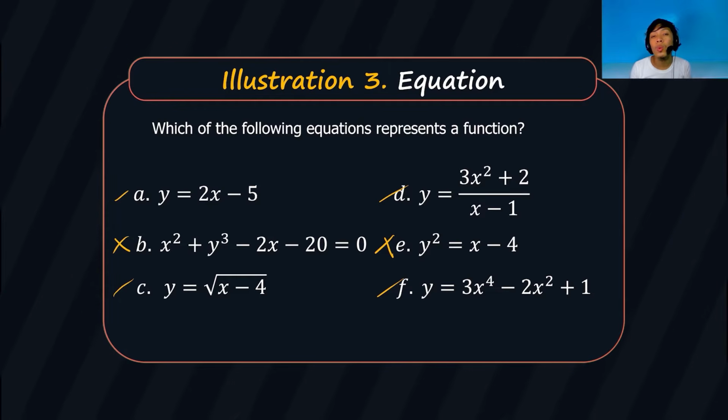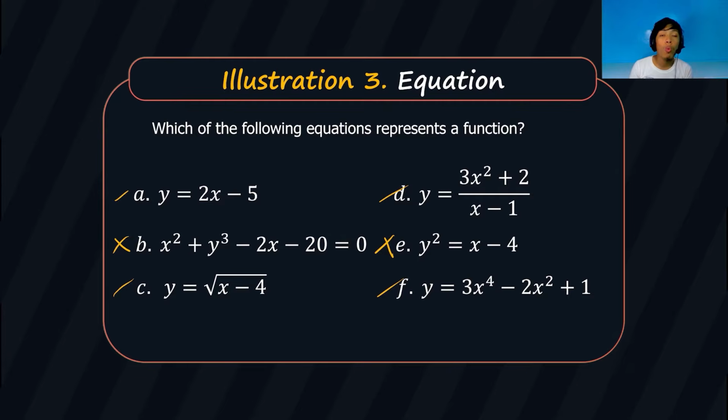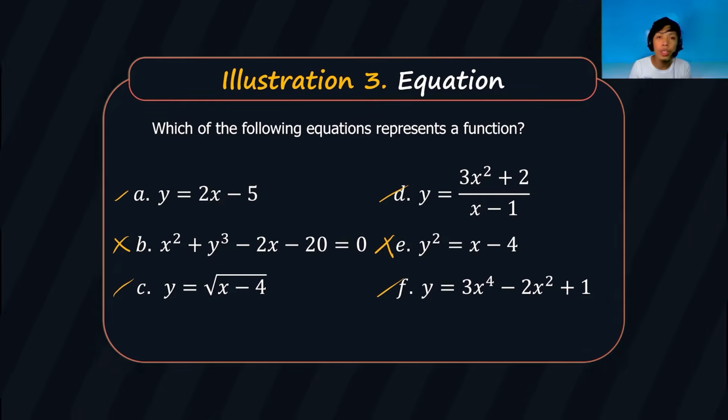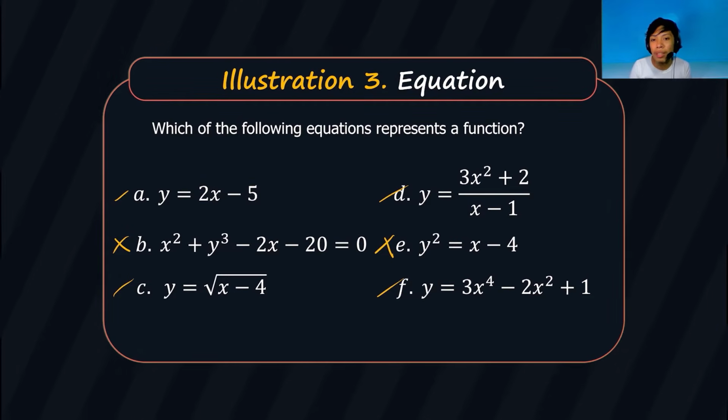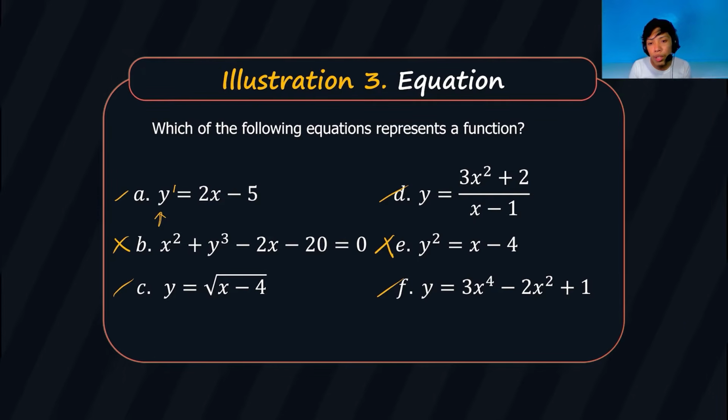To identify if an equation is a function, you just need to look at the exponent of the dependent variable, or y. You just need to look for the exponent of y. If the exponent of y is more than 1, that means that the equation is not a function. For example, letter A, we have here the y. The exponent of y here is 1, right?